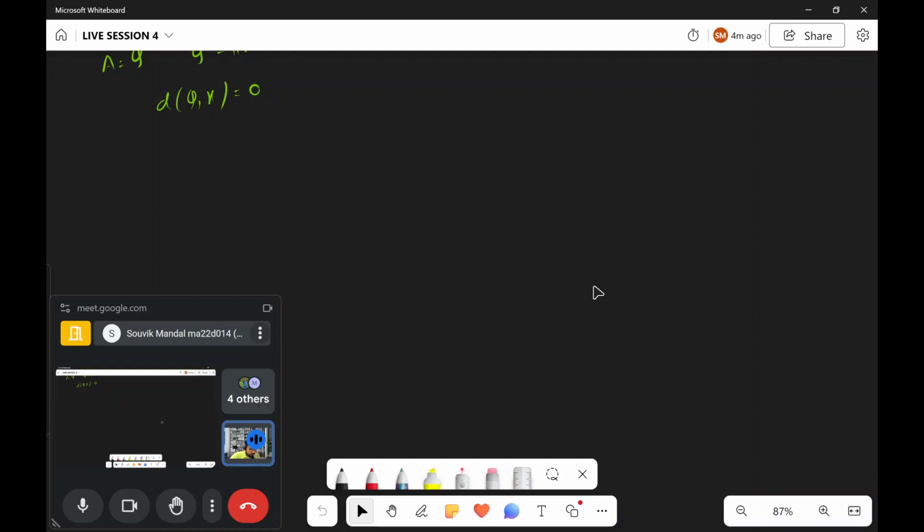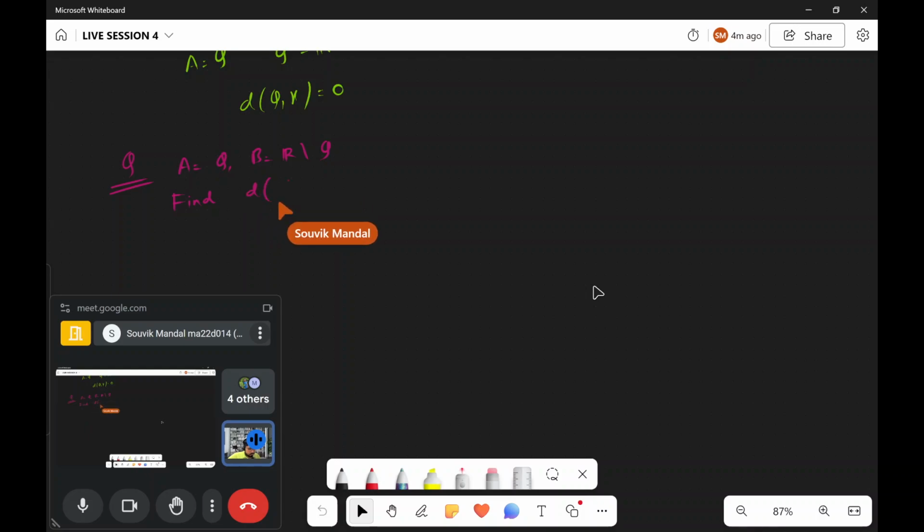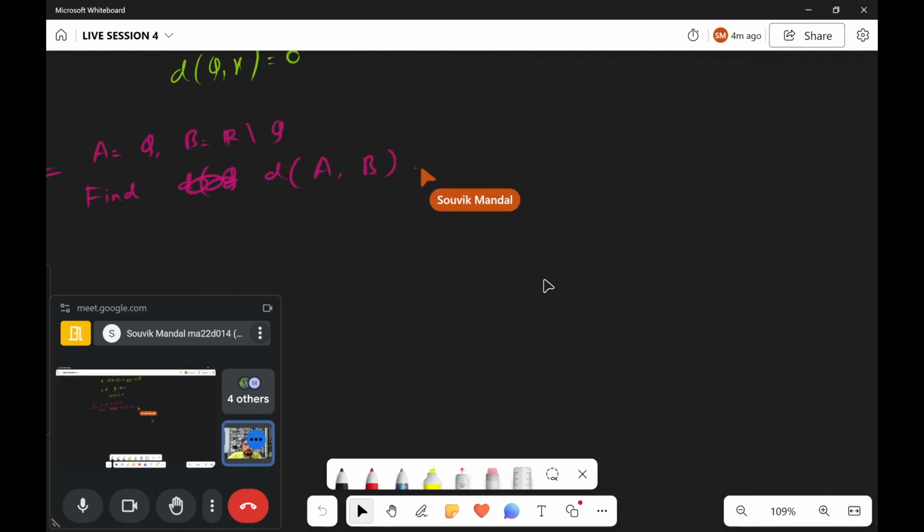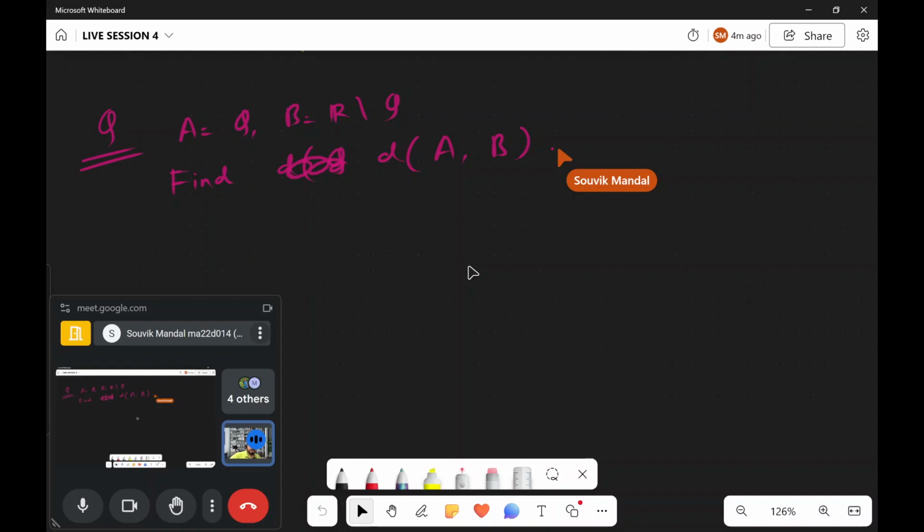So now let's start the next question. Suppose A is equal to the set of rationals, B is equal to the set of irrationals. The question is to find d of A comma B.